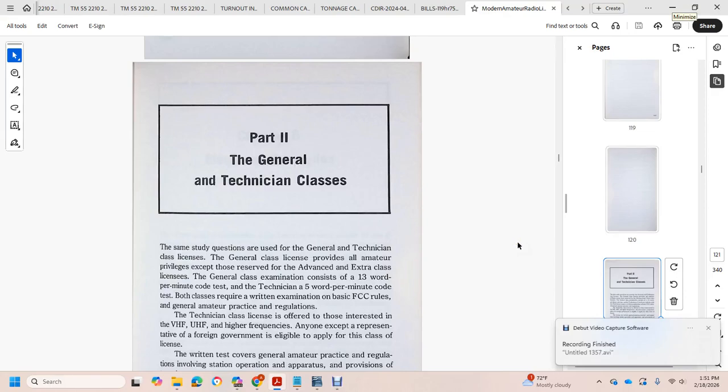Part 2, General, Tech and Technician Classes. Same study question G with the General and Technician class license. The General class license provides all amateur privileges except those reserved for the Advanced and Extra class of the license.